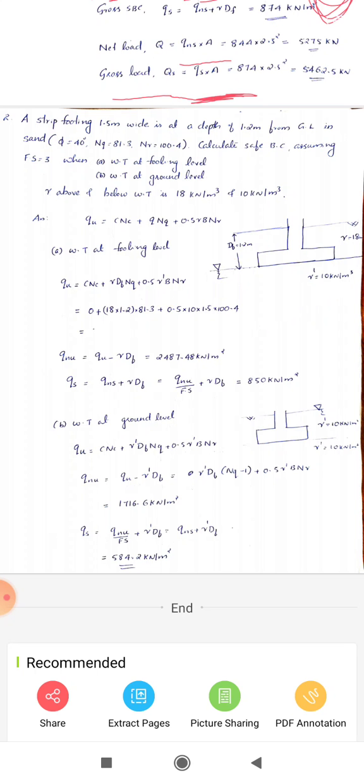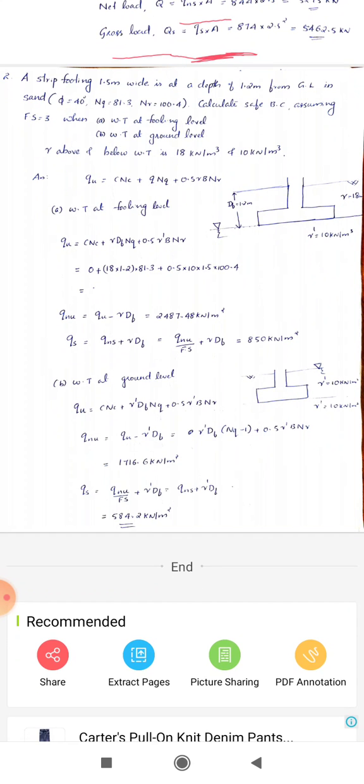Then Qnu, the net ultimate bearing capacity, is equal to ultimate minus γ Df, and it is obtained as 2487.48 kilonewton per meter square.